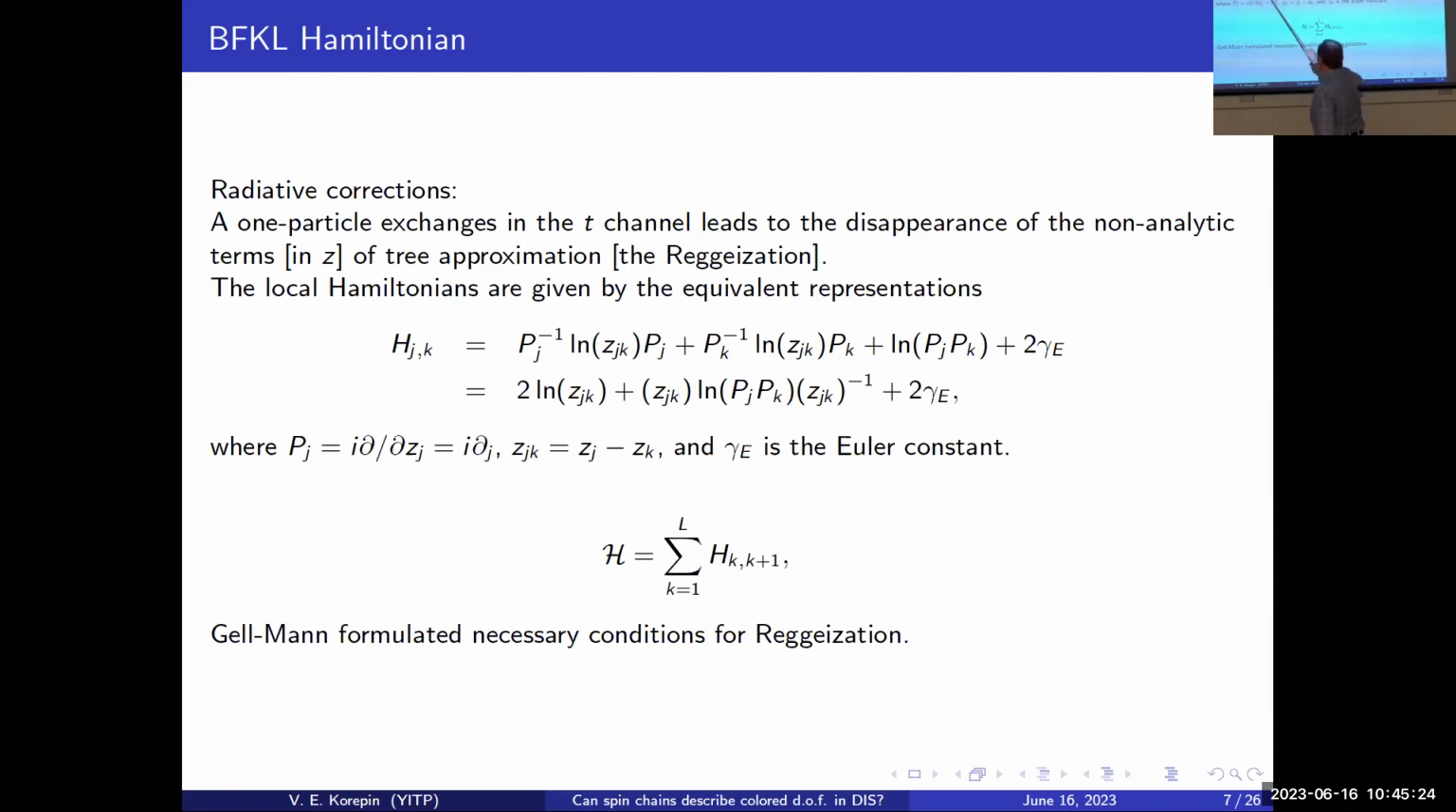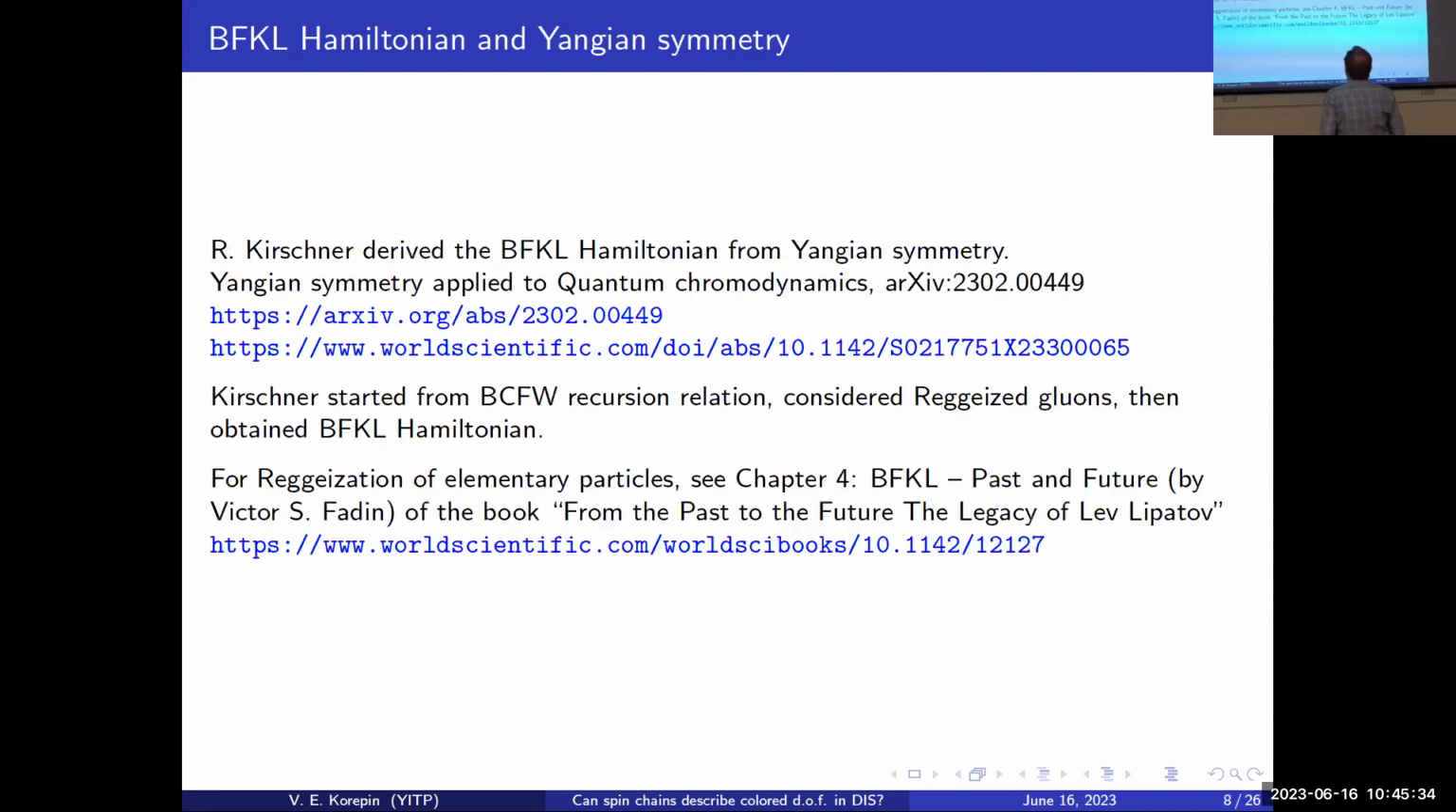Here p is the momentum, transverse, and z is the coordinate. I showed it last time, and we have this chain with periodic boundary conditions. Of course, this is one of the leading ideas in the derivation, because the derivation of the BFKL Hamiltonian is difficult. But it's fully presented in this long paper by Ronald Kirschner, so you can click on this, because the PDF file is in the possession of the organizing committee.